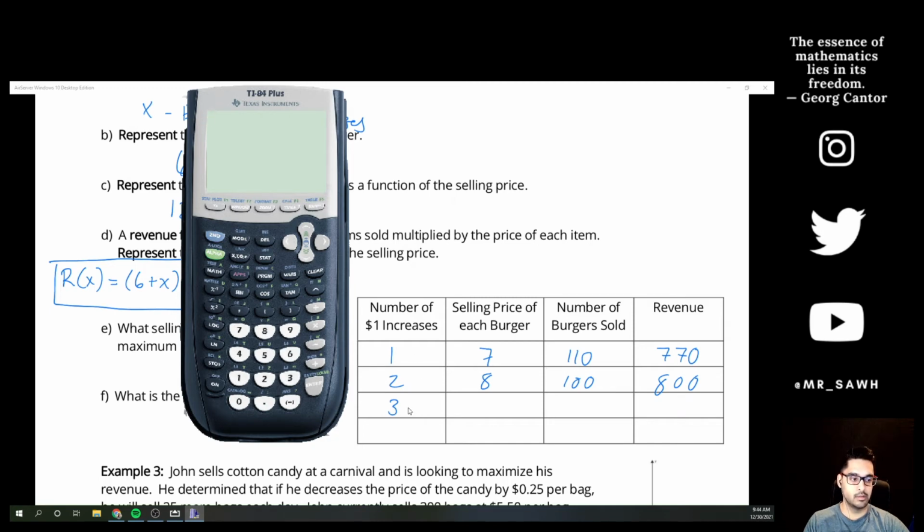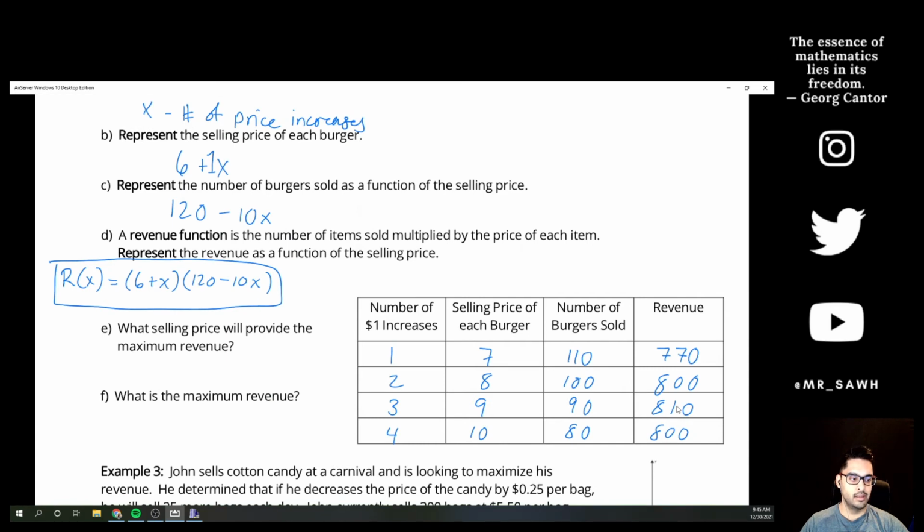So let's talk about 3 this time. Now my new price is $9. I'm only going to sell 90 burgers, but that will still bring in more money, $810. Okay, 9 times 90 is 810. What about 4? Well, my new price is $10. This will take me down to 80 burgers sold, but you can see now the revenue has dropped. It's back down to 800. So $810 in revenue is the most I can bring in if I charge $9 per burger. So the selling price that provides that maximum is $9, and the maximum revenue is $810.